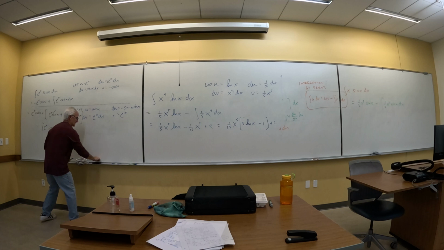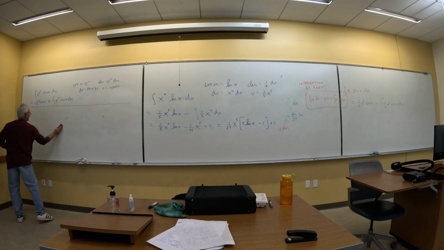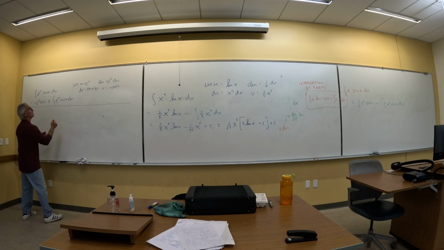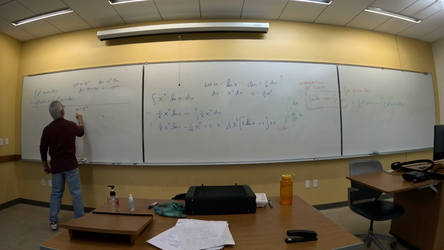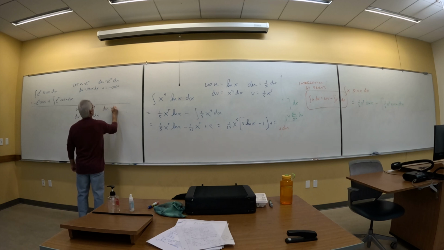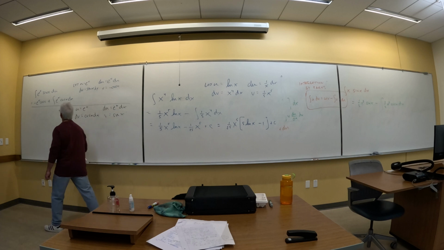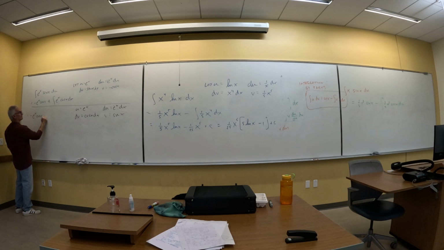So, let's rearrange this. I'm gonna let my u be e to the x again, and my dv this time is gonna be cos x dx. My du is e to the x dx, and my v is sine x. So now I have negative e to the x cos x plus e to the x sine x.